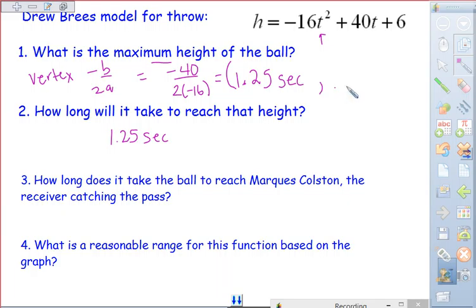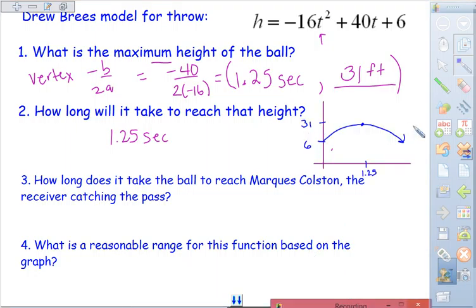So we have to figure out the other half of our vertex. So we're going to plug that number in. So if you plug that number in on your calculator, it gets pretty long, and the outcome is 31. And that would be how high it is. So graphically, here's what we're talking about. The ball started at 6 feet. It got up to its max height, which is its vertex, after 1.25 seconds. And it hit 31 feet.